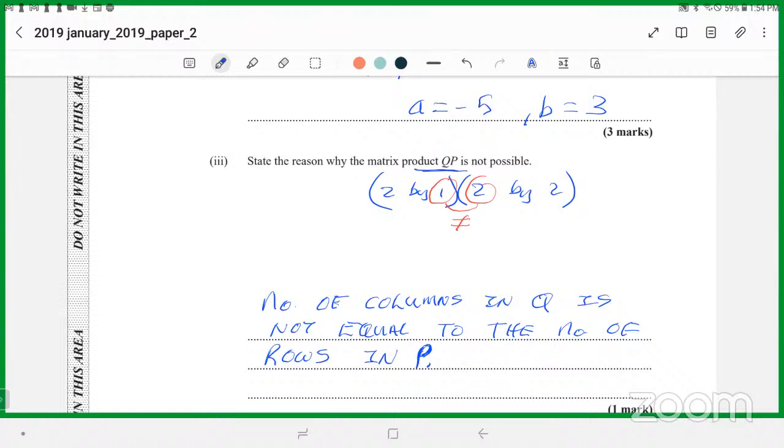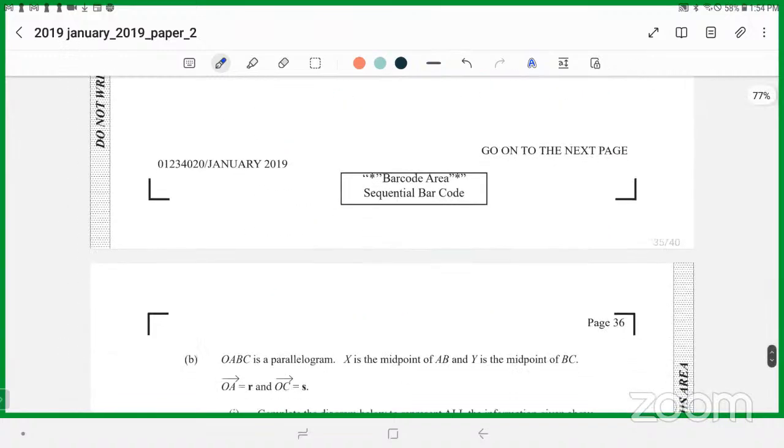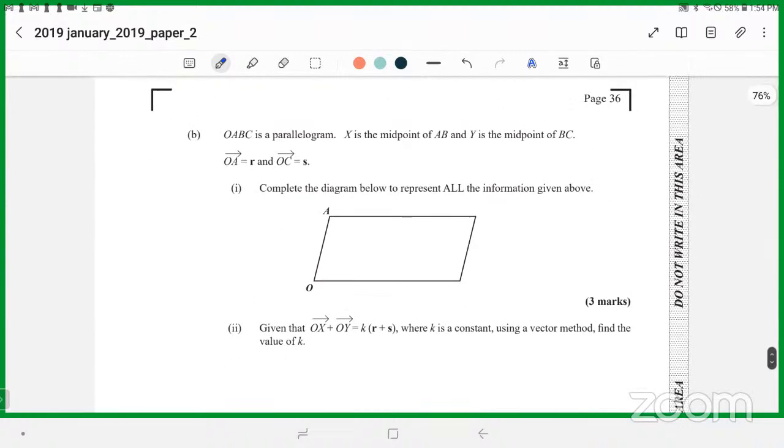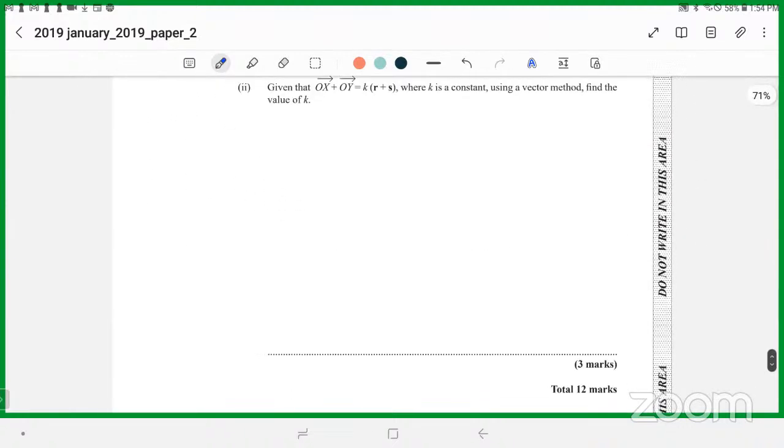Good? Beautiful. Next one. Then we come to this vectors question. Last question.